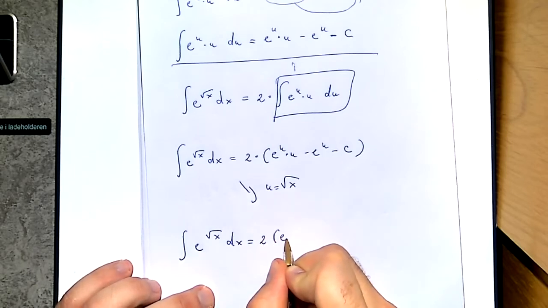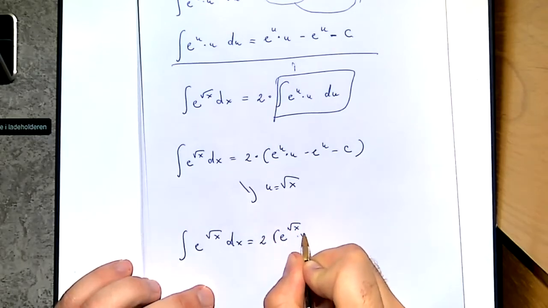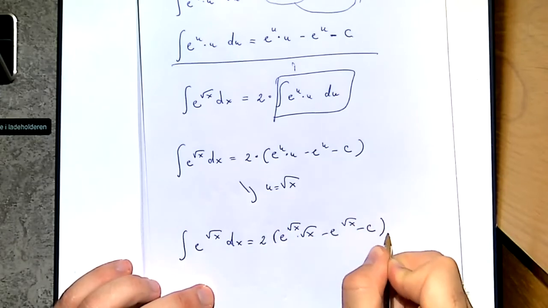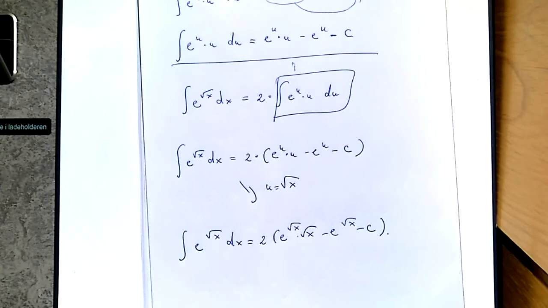It's just equal to 2e^(square root of x) times (square root of x minus 1) plus a constant. I'm just replacing right now. And my answer is done. Okay. Any questions about what I did right now?